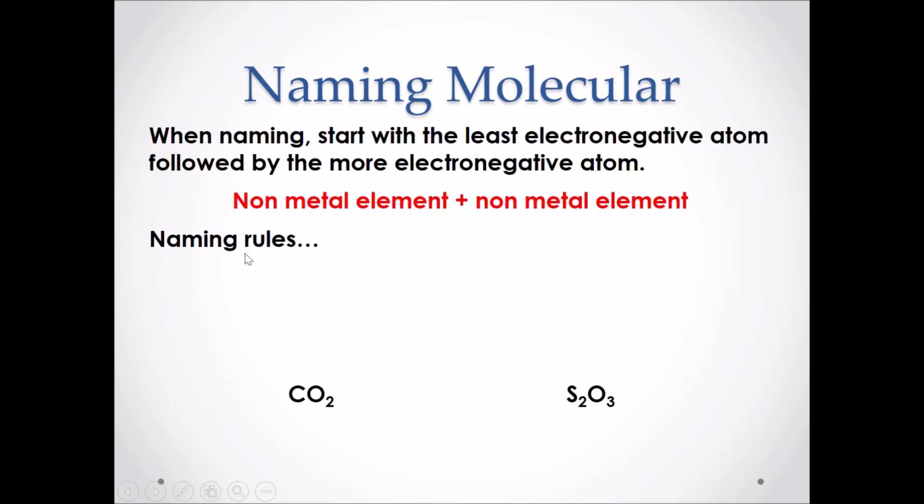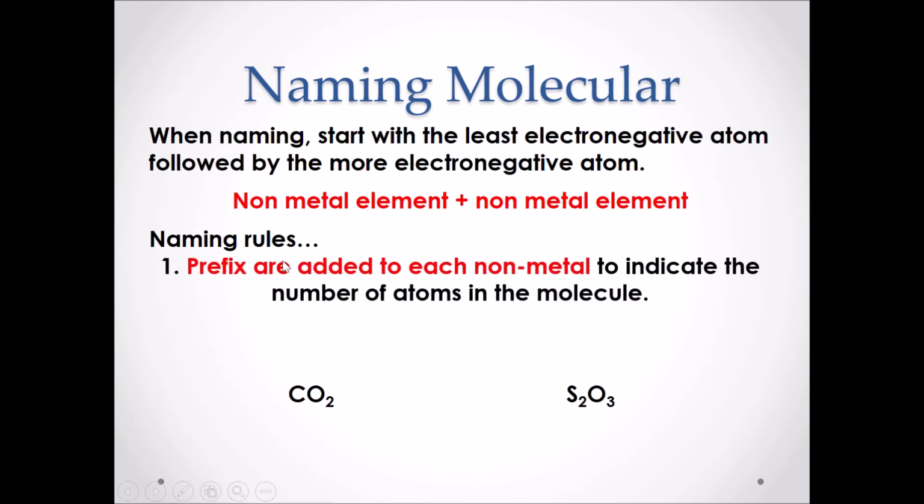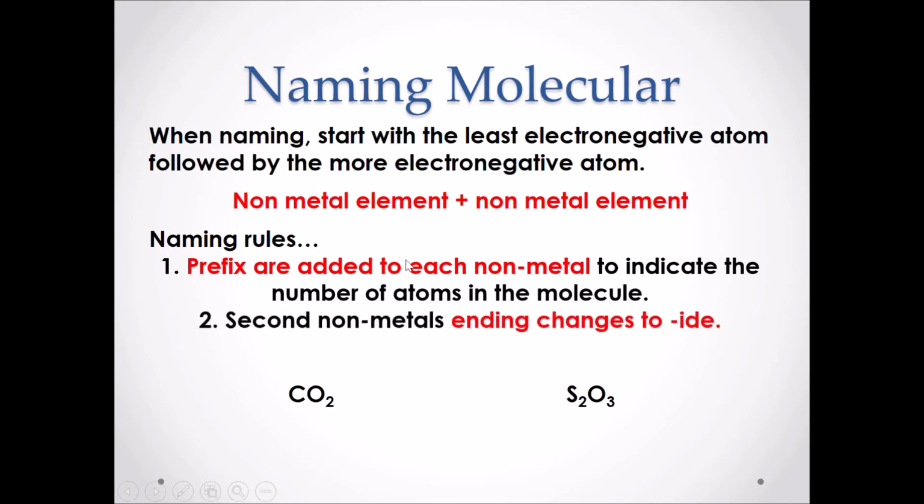The naming rules are, number 1, prefixes are added to each non-metal to indicate the number of atoms in the molecule. Number 2, the second non-metal ending changes to IDE. And number 3 is a small exception. Do not put mono on the first non-metal.